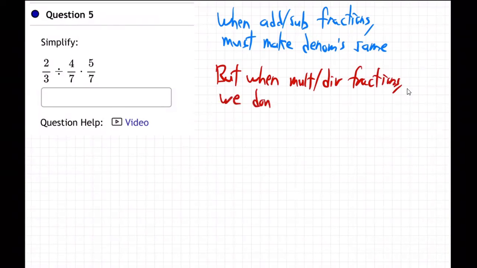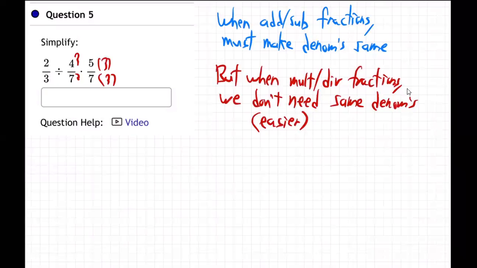we don't need same denominators. It's in fact easier, therefore. So this is going to be an easier question. So in other words, I'm not going to go over here and go, oh, okay, I got to multiply 3, 3, 3, 3, 7, 7 to make all those denominators 21. No, I'm not going to do any of that, because it's not an adding, subtracting question. It's a multiplying, dividing question.